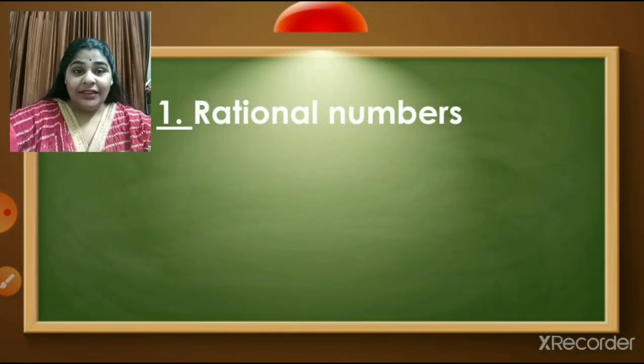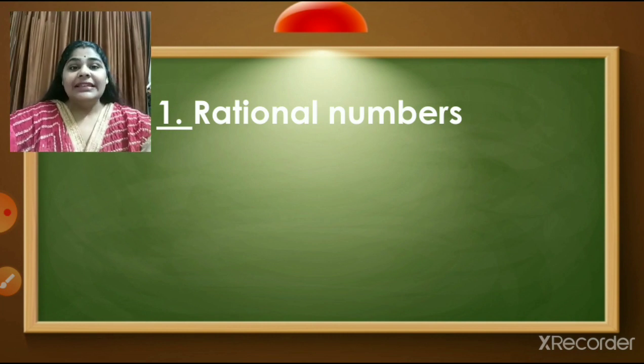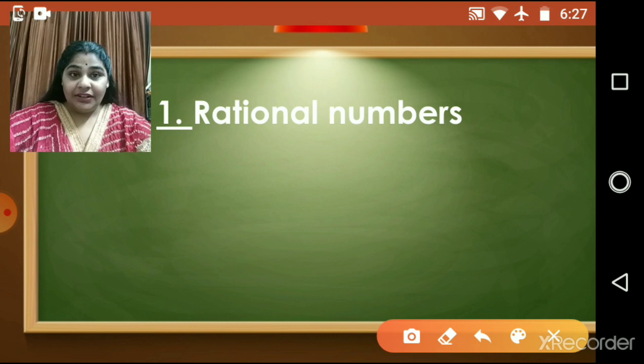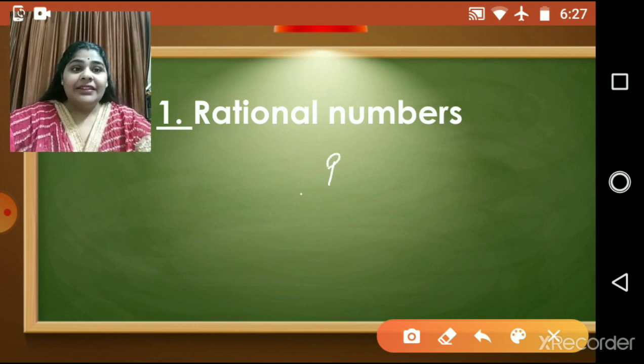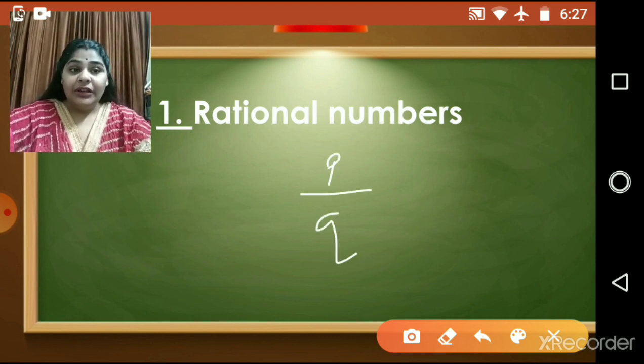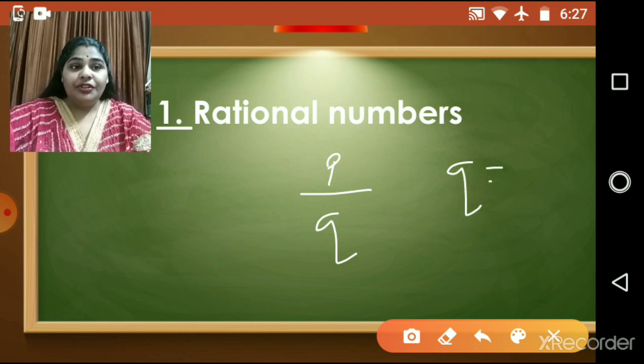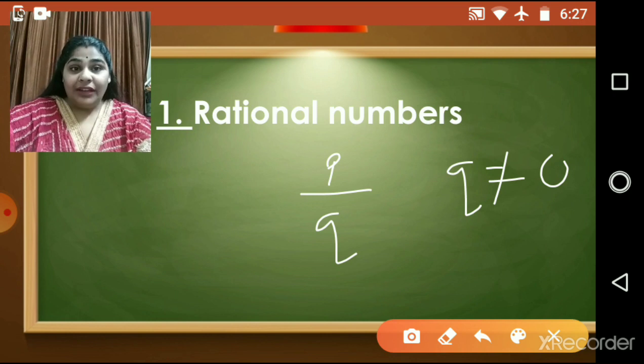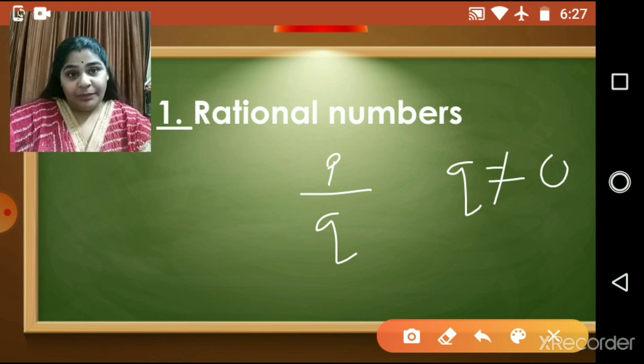So the basic thing in chapter number 1 is you should understand what rational numbers are, children. Rational numbers are in the form of p upon q. Yes, last year you have already studied this. It is in the form of p upon q, where q should not be equal to 0. This is very important, children. So in rational numbers, in the denominator there should be no 0. Okay, so these basic things you have to keep in mind.